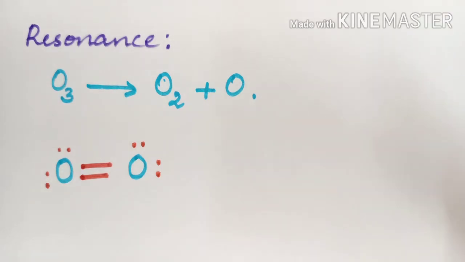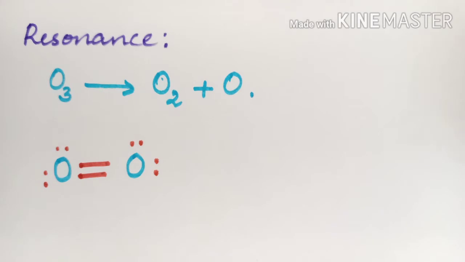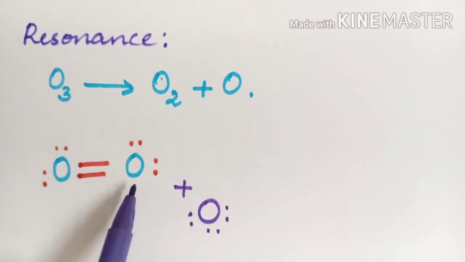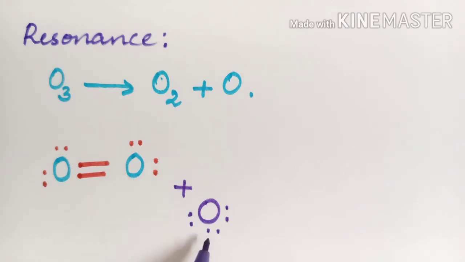Now, we'll see what happens to the structure of the O2 molecule when another oxygen atom comes nearby. This oxygen has 6 electrons. So you find that there should be a link formed between the second oxygen and the third oxygen. With the result, you find that the linkage is formed by a coordinate bond or dative bonding.